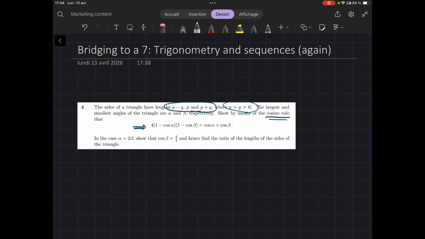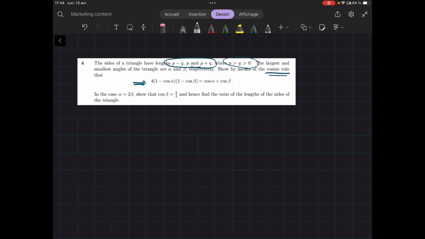But first off, what does it look like in the first place? Because p is greater than q is greater than 0, p plus q would be the longest side, and p minus q would be the shortest side. So if I am to make a sketch, this will be p plus q, this would be p minus q, and this would be p.